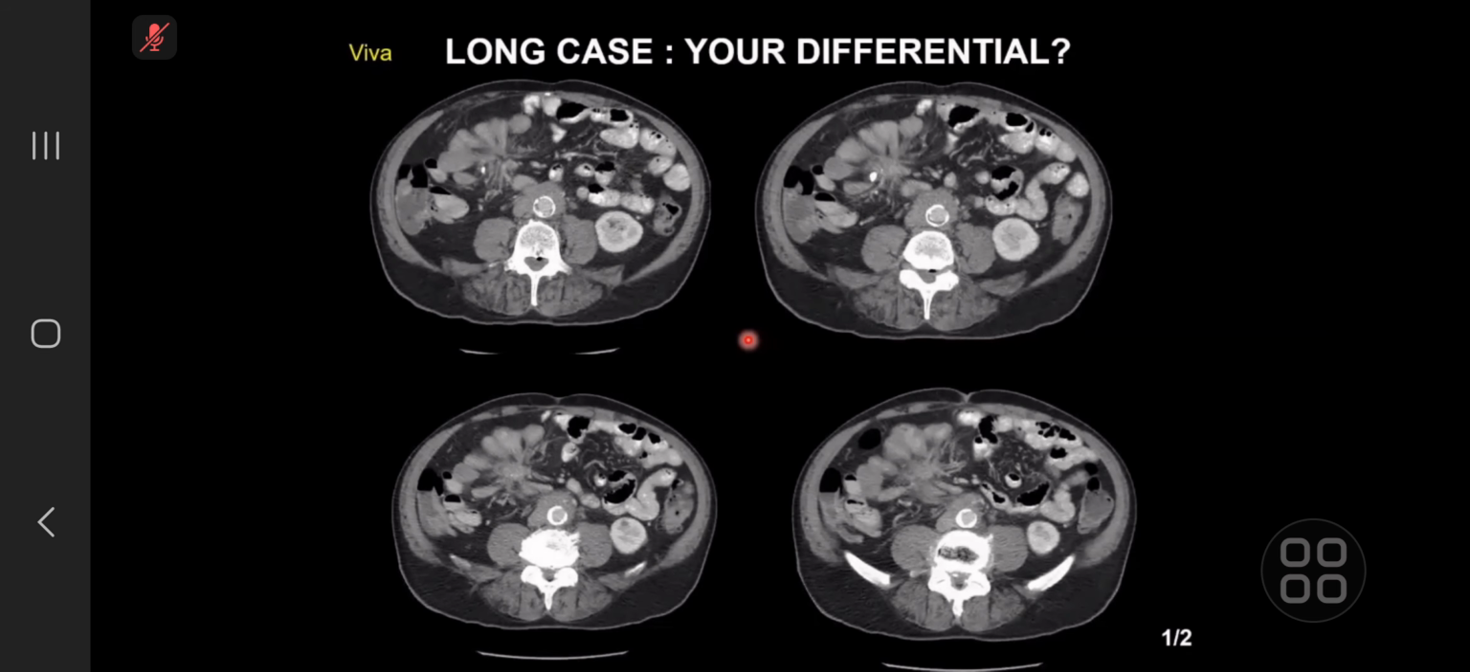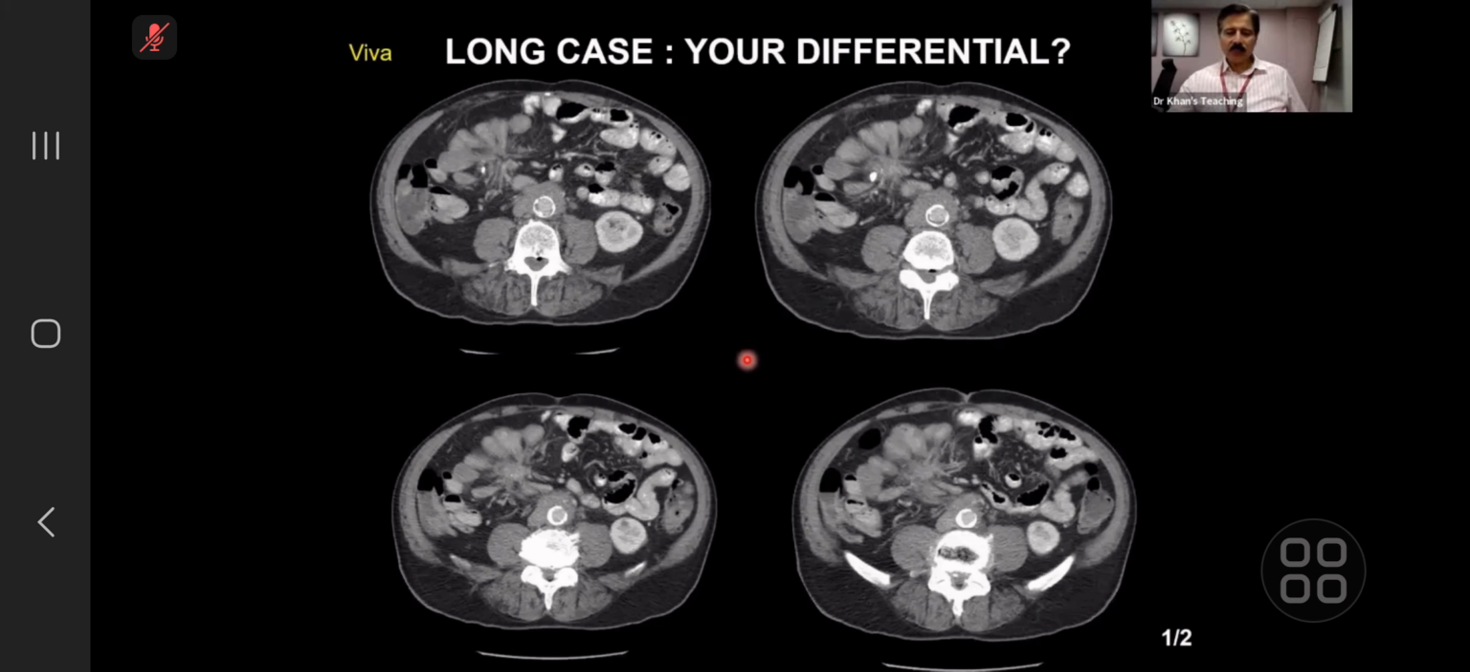Could this be some inflammatory, like fungal mycetoma? There's no aneurysm here. So I'll take over. Yeah, basically it is a case of IgG4 related disease.